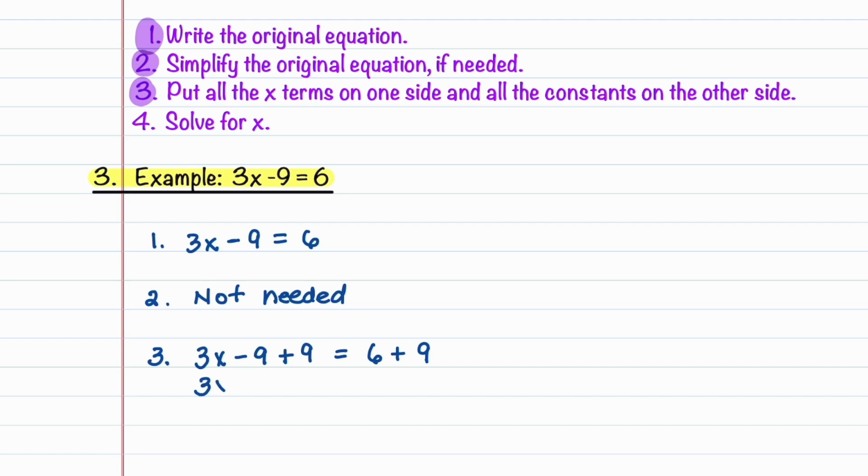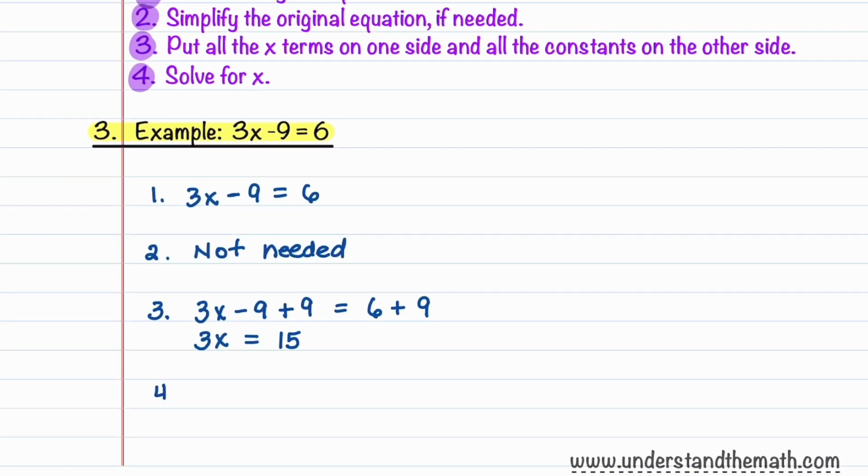This gives us 3x is equal to 6 plus 9, which is 15. Now we can go on to the fourth step, and our fourth step says that we're just going to solve for x. To solve for x, we're going to take 3x and divide it by 3. So we're also going to have to take the right-hand side of our equation and divide that by 3. This is going to give us x on the left and then 5 on the right, and that's our solution.